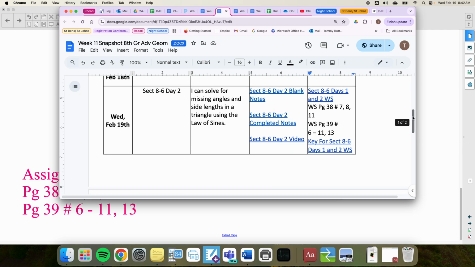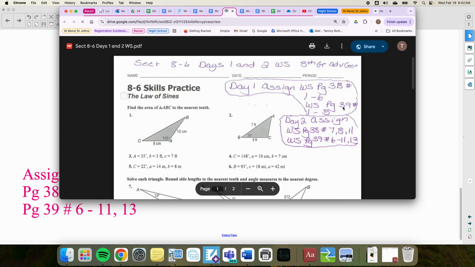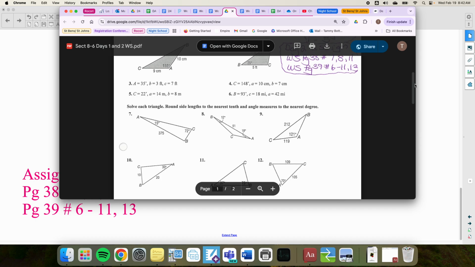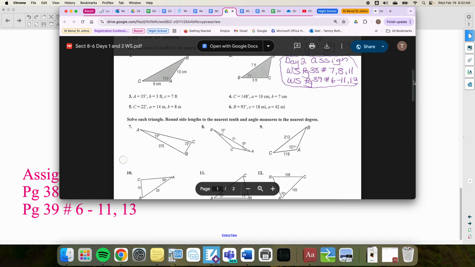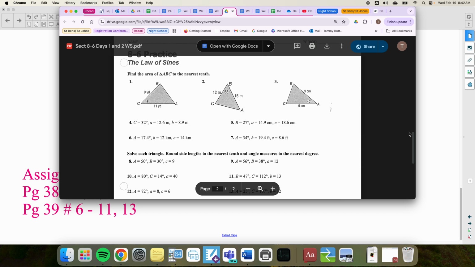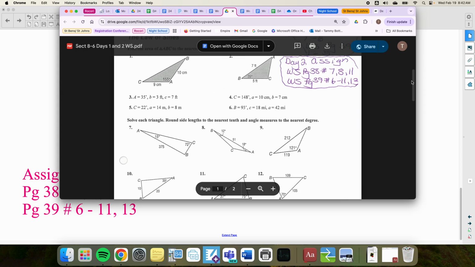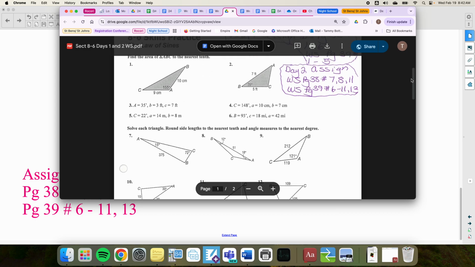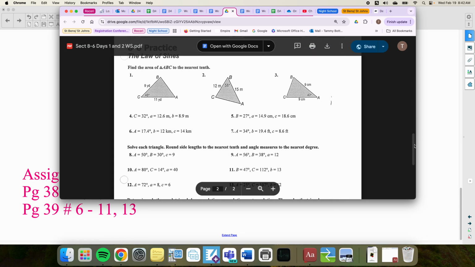Okay, so if I open this up, it tells you here which ones to do also. But if I open this up, we're doing the day 2, and I just want to show you. On the first page, 7, 8, and 11 is what I taught you today. For the second page, I gave you 6 through 11 and 13, and I just want to explain this.